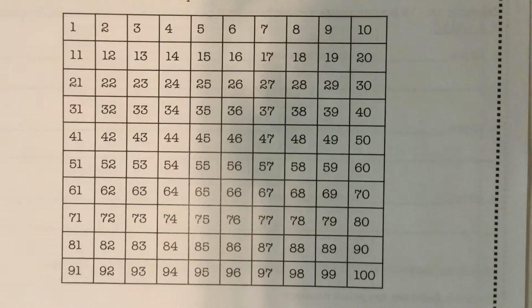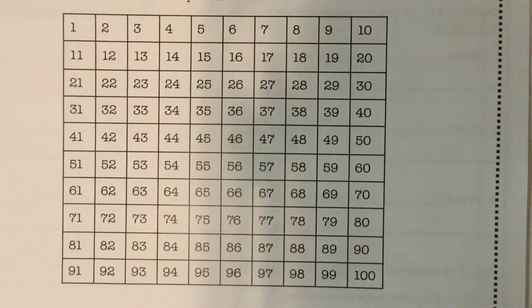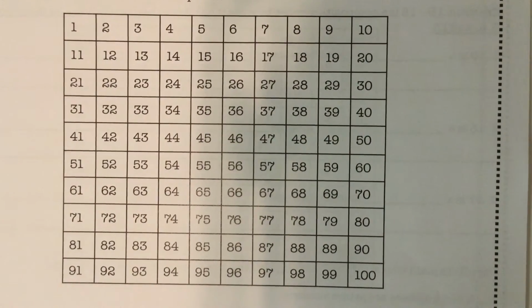Okay, so we're going to fill out this prime and composite chart based on our divisibility rules. So let's first look at our divisibility rule for 2. The divisibility rule for 2 says if the number is even, it's divisible by 2.